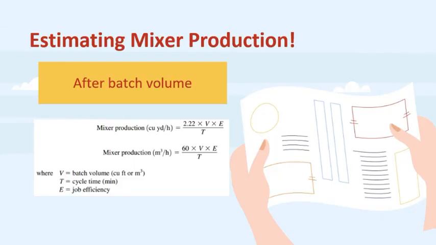So next topic is about estimating mixer production after batch volume. The formula for mixer production in cubic yards per hour is 2.22 multiplied by V times E all over T, where V is batch volume, T is cycle time, and E is job efficiency.